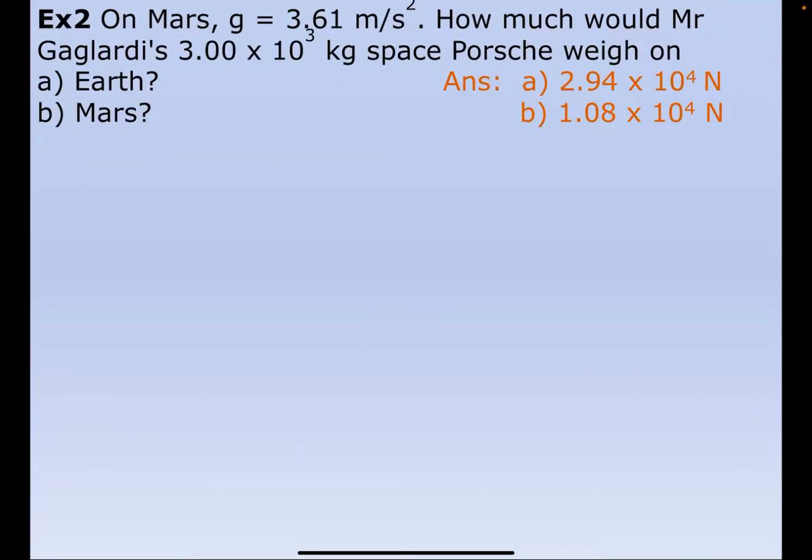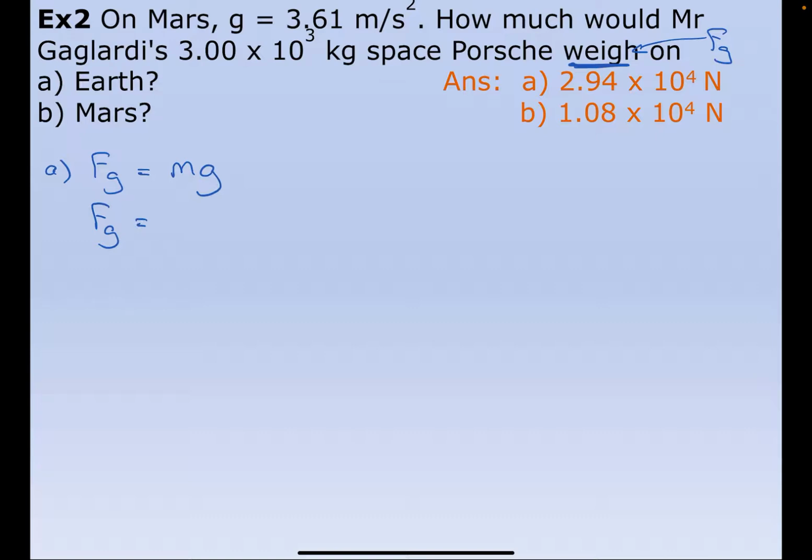All right, on Mars, we know a little g value, 3.61. I was so close. How much would Mr. Gaglardi's space Porsche weigh on Earth or on Mars? Let's go ahead and do Earth first, because this is the easy one, right? Fg is equal to mg, and we know what little g is on Earth. Remember, when we're talking about weight, that is Fg. Force of gravity is weight.